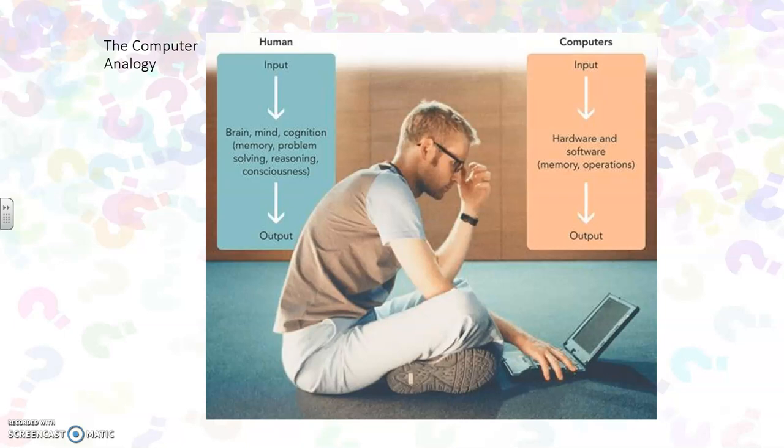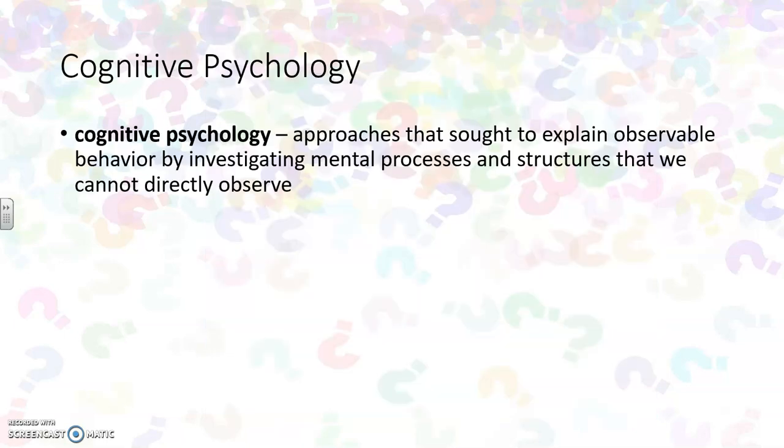So what exactly is cognitive psychology? It's an approach that sought to explain observable behavior by investigating mental processes and structures that we cannot directly observe. So, pretty interesting concept.